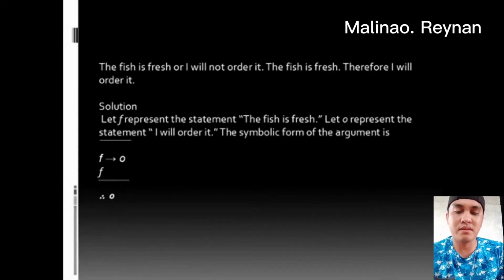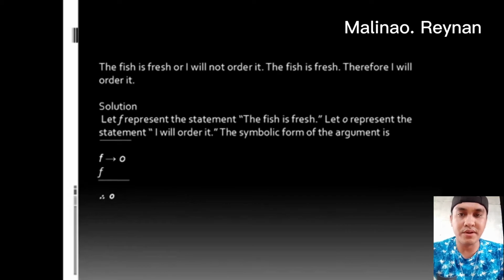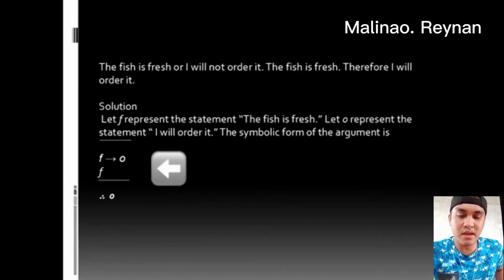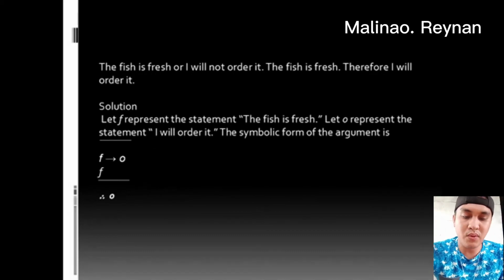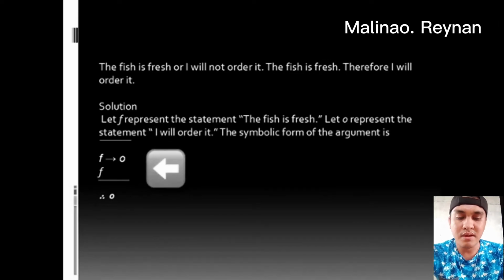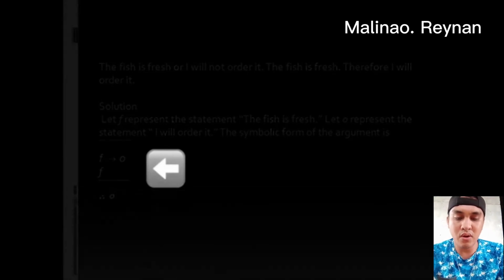So let us practice writing an argument in symbolic form. We have the argument: the fish is fresh, or I will not order it. The fish is fresh, therefore I will order it. The solution: F represents the statement the fish is fresh, and O represents the statement I will order it. And the symbolic form of the argument is shown.